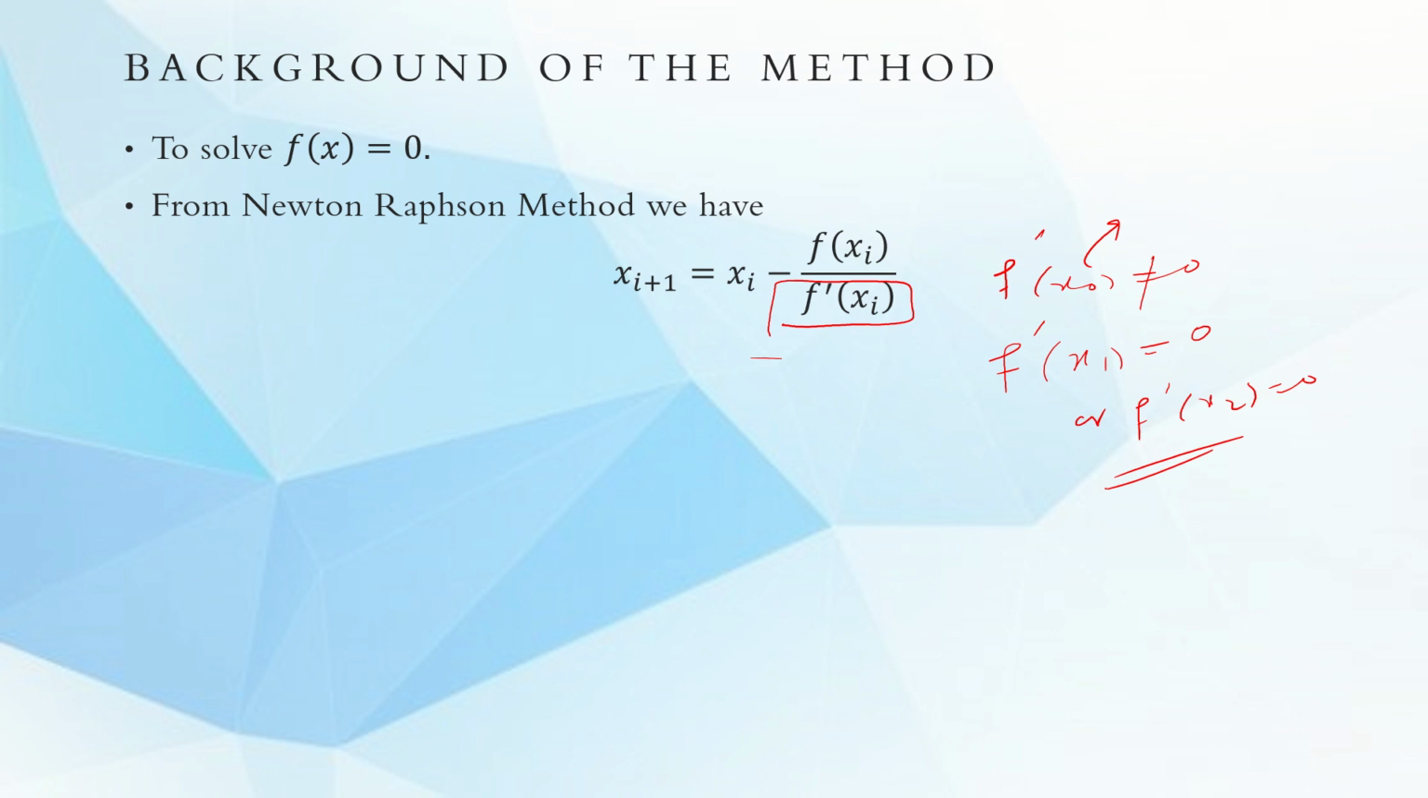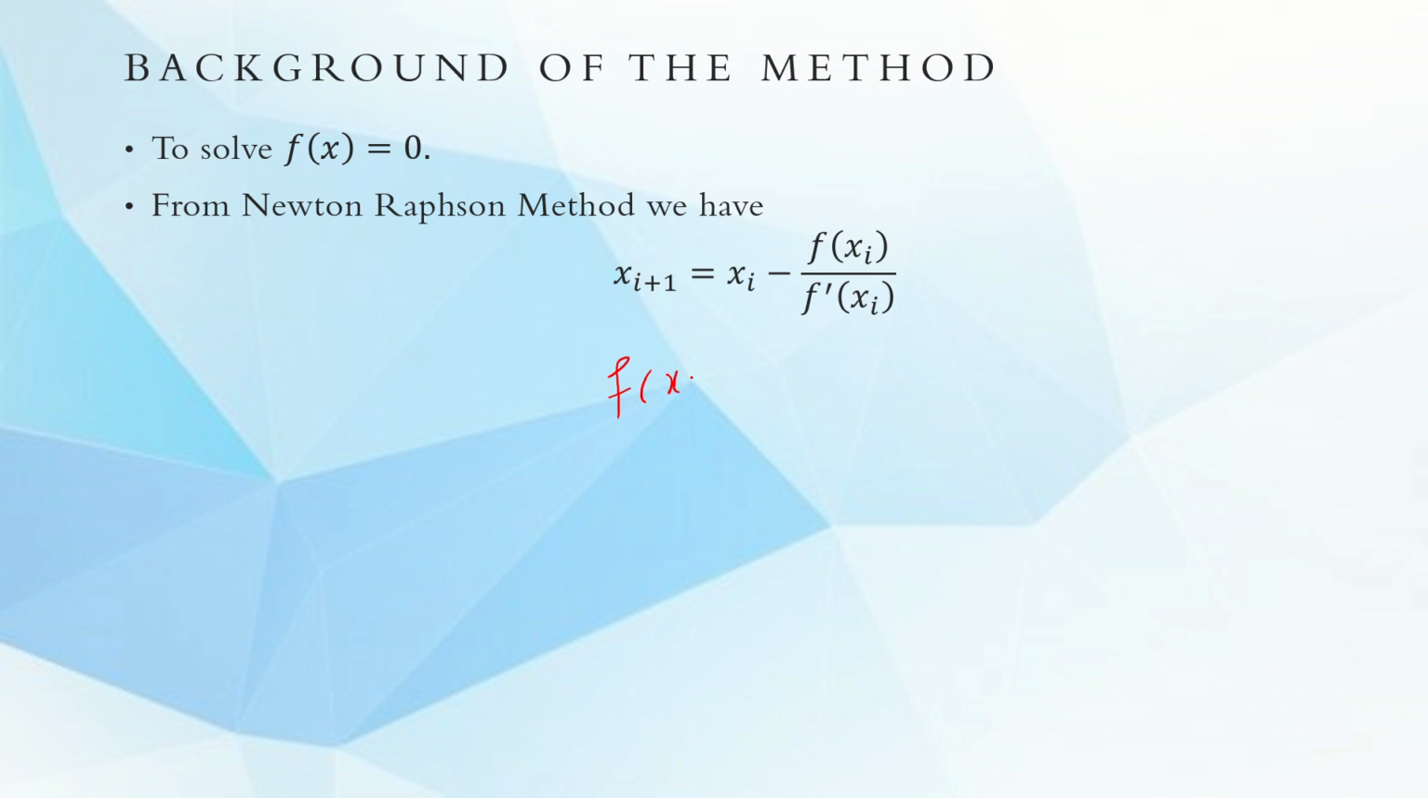Secondly, we may have a function f of x which might have a complex representation. It might have a very complex expression in it, so finding its derivative is sometimes laborious. So we don't want to find the derivative of that function, and we want to use the values of the function directly. For that purpose, we don't use tangent lines, we try to use secant lines.